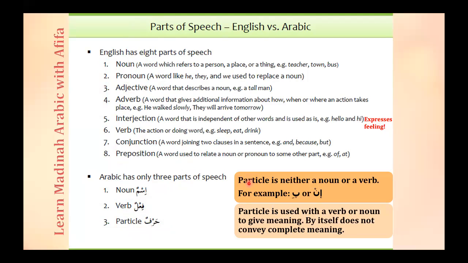So a particle is neither a noun nor a verb. For example, bismillahi, bi, is a preposition. It means in, okay? And it falls in the category of particle. In, as in insha'Allah, means if, and it's a particle, and it falls in this category of harfun. So a particle is used with a verb or noun to give it meaning. By itself it does not convey complete meaning. You have to use it either with a verb or a noun to give it meaning.